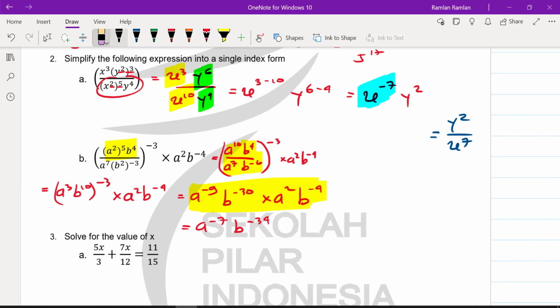And actually, again, guys, the same thing like before for this one over here, right? If you have a negative power, you can actually write it down as 1 over a to the power of 7, b to the power of 34. So see that negative becomes positive, negative becomes positive. We can change them by making them as a fraction like this.